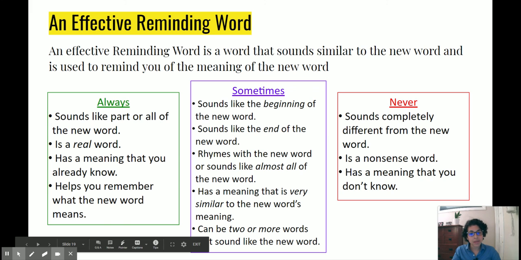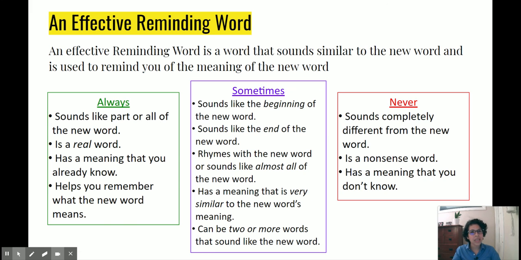It can also sound like the beginning of the new word. So if you really can't think of a word that sounds like part or all of it, maybe it's just something that sounds like the beginning or the end or that rhymes. And so sometimes we can't find the perfect word, but occasionally you can. So just make sure that you're on the lookout for the best option.